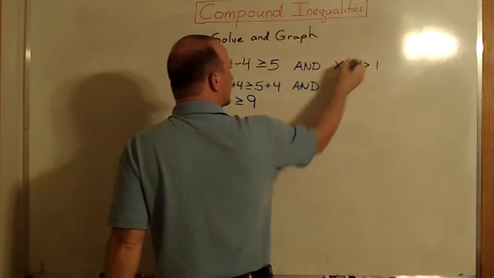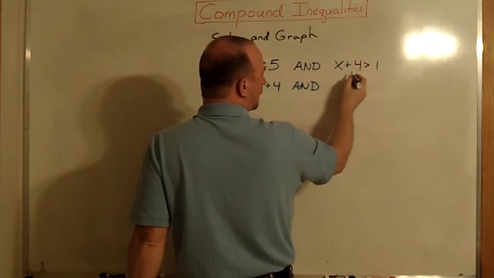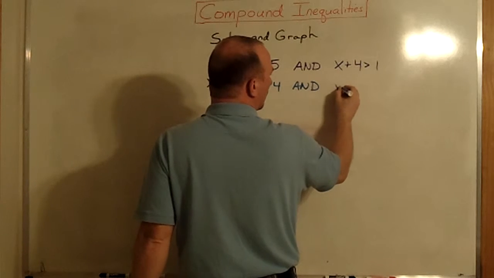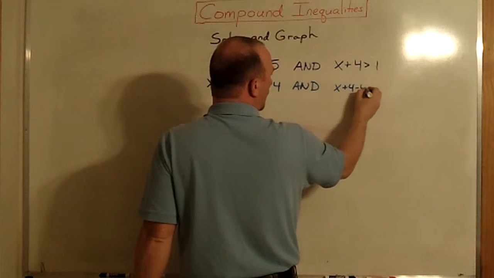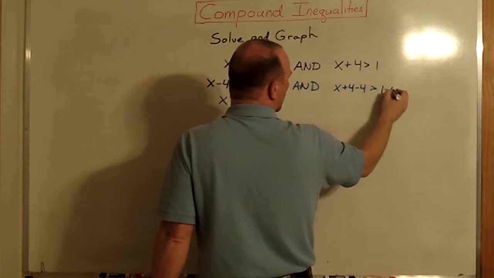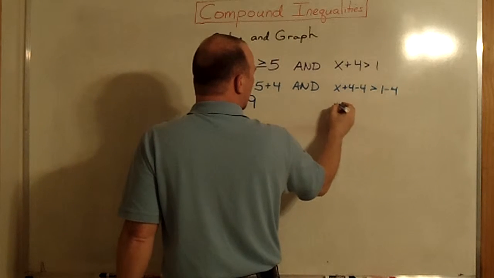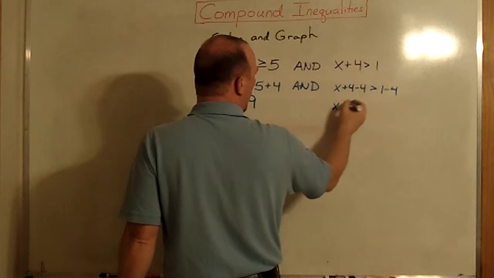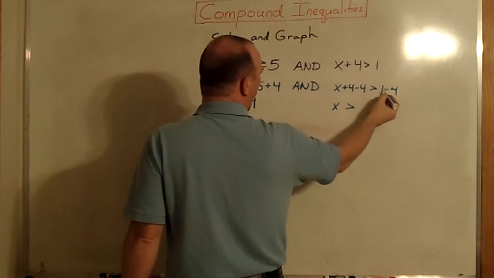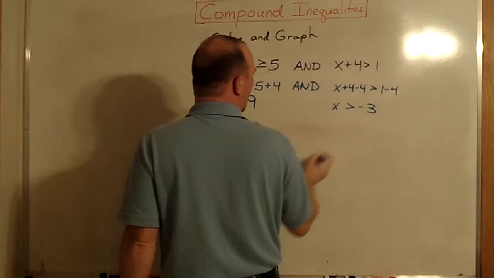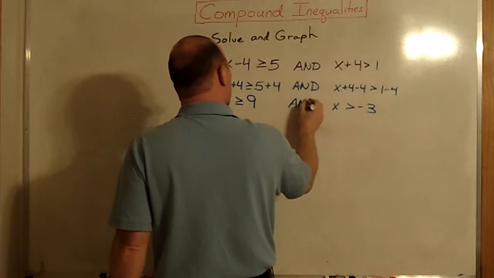Then we have to do this other piece. x plus 4, how do we get rid of a plus 4? We have to subtract 4, but we have to do it from both sides. So this will give us x, this plus 4 minus 4 cancel. 1 minus 4 is negative 3. And remember, this is still an "and."